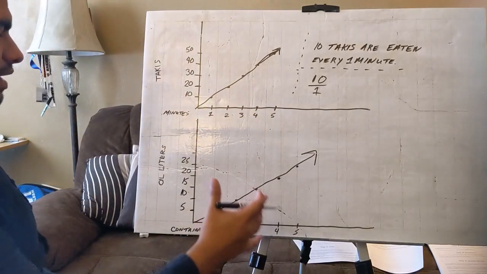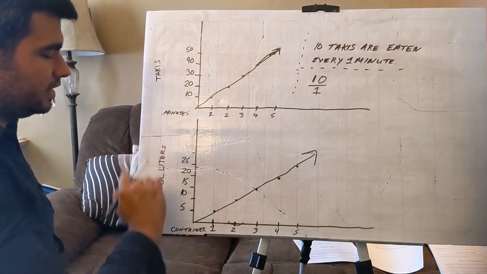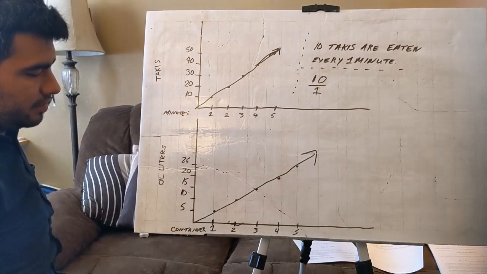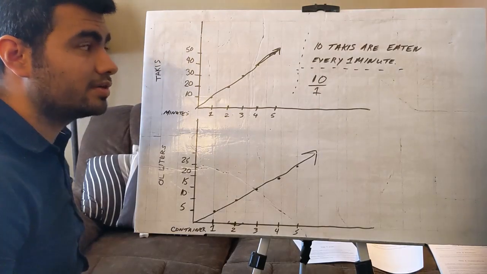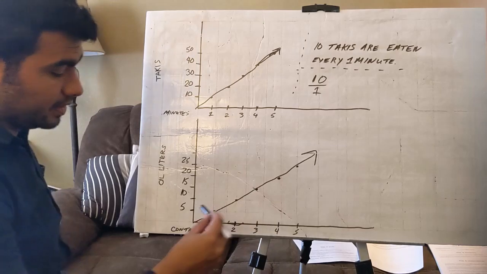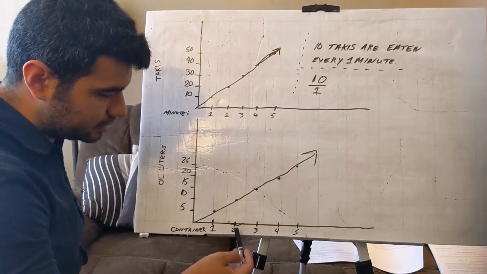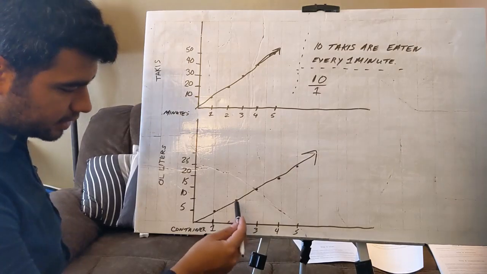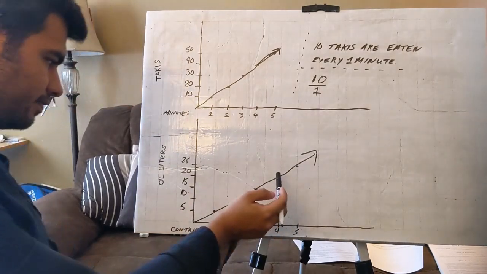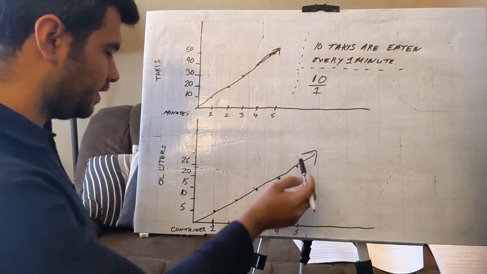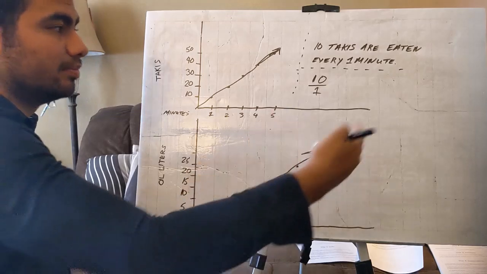Now I'm going to do the same thing for right here. I've got containers on the bottom, and I've got liters of oil. Let's see if we can find a pattern here. If we can find a pattern, then we have a constant of proportionality. At 1, it goes up by 5. At 2, it goes up by 5, so we're at 10. At 3, it goes up by 5, we're at 15. At 4, it goes up by 5, we're at 20. And at 5, it goes up by 5 to 25. So this is proportional. It's growing at the same rate.